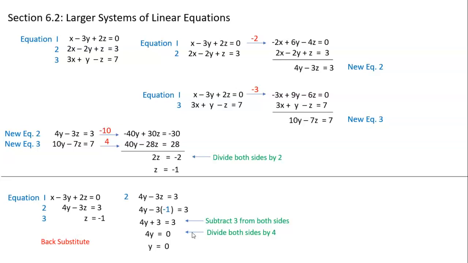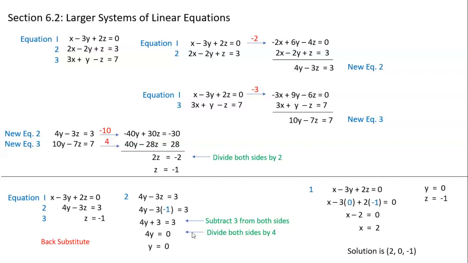Now I have 2 variables, and I'm going to plug them into that first equation, x minus 3y plus 2z equals 0. So my y is 0, my z is -1. When I simplify my work and add 2 on both sides, x is equal to 2.